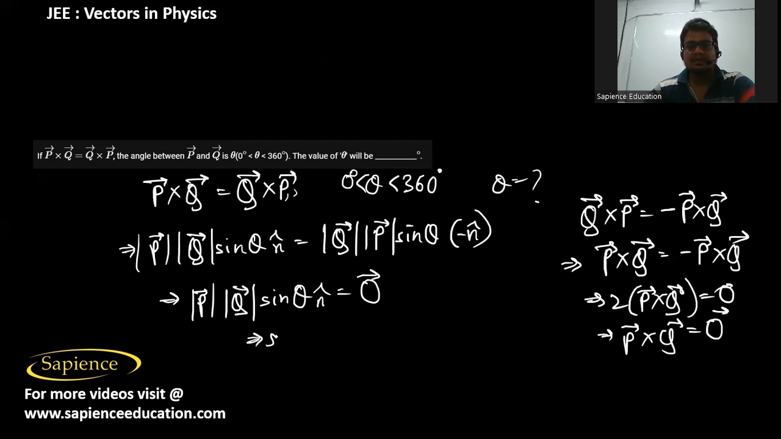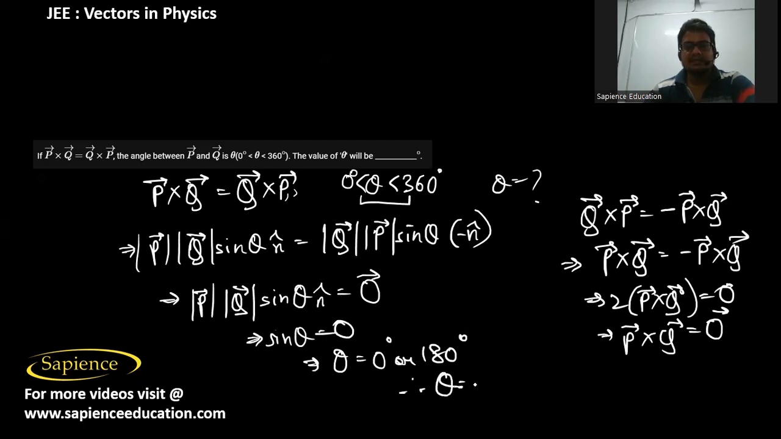It means that sine theta should be equal to 0 only, since magnitude of P and magnitude of Q cannot be 0. So sine theta is 0, which means theta can be either 0 degrees or 180 degrees. But here theta should be an angle between 0 degrees and 360 degrees. Therefore, the angle theta should be 180 degrees only. So the answer is 180 degrees.